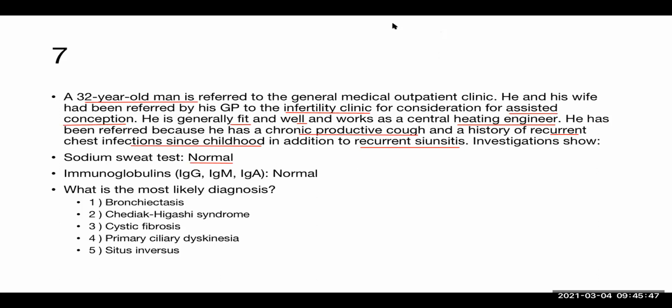What is Kartagener syndrome? What is Kartagener syndrome? Situs inversus, bronchiectasis, and sinusitis. Situs inversus, bronchiectasis, sinusitis. Situs inversus, bronchiectasis, and sinusitis. The combination is called Kartagener syndrome. Very good. Now, why is this person infertile?